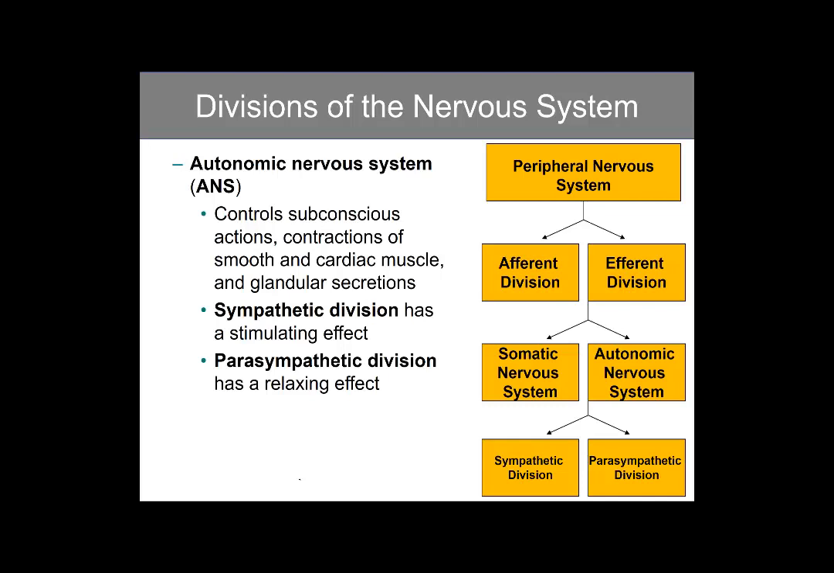The autonomic nervous system controls subconscious actions. I often think autonomic for automatic. These are things that are not voluntary. We do not have control. We do not control the pumping of the heart or the movement through organs that are surrounded by smooth muscle. We also cannot control glandular secretions. So these are all under the autonomic or automatic nervous system. The autonomic nervous system is further divided into the sympathetic nervous system and the parasympathetic nervous system.